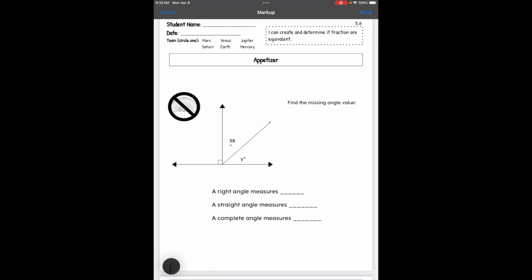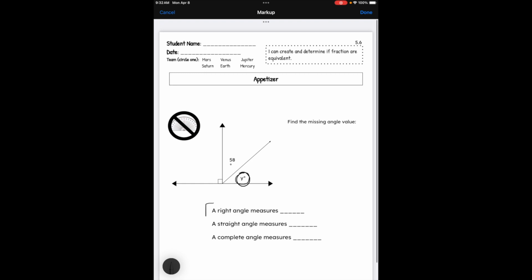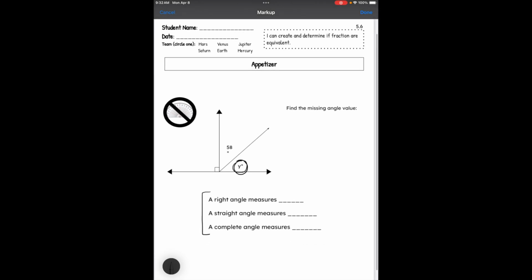For today's appetizer, you have two parts. One is to solve for this missing variable of y, the missing angle of y, and then also to answer the questions below. First, there are two ways you could solve this first problem, so go ahead and give it a go.